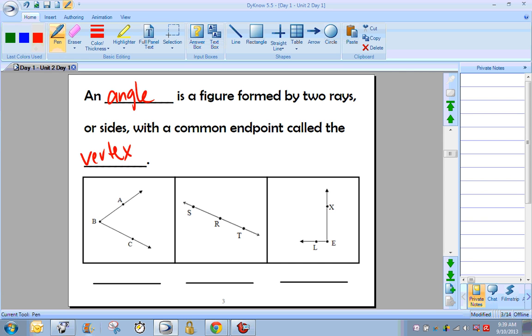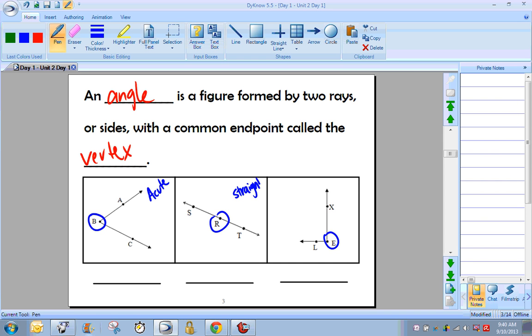Okay, today we've got a picture of three angles on the bottom. Let's circle the vertexes. The vertex in the first one is letter B. Vertex in the second one, tricky, but it's still letter R, and the third, E. Okay? If I were going to classify these angles, as far as acute, obtuse, right, or straight, what type of angle do I have in the first one? It's acute, it's less than 90. What about the middle?